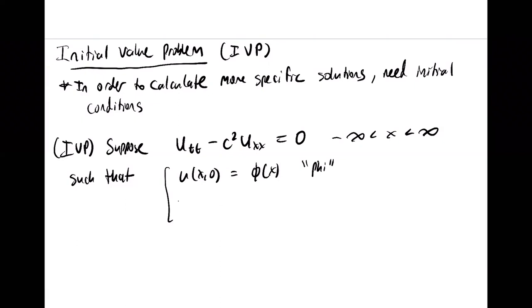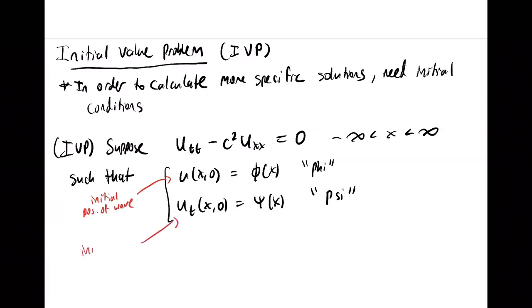And let's also suppose that when t is equal to 0, the derivative with respect to time of my solution is equal to some other function psi of x. This is the Greek letter psi. And so the first condition is like the initial position of the wave or string. And the second condition is the initial velocity, because the second condition involves the time derivative, and time derivative is related to velocity.